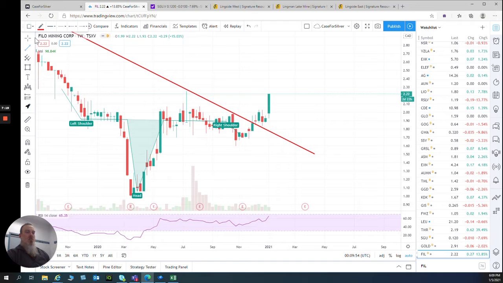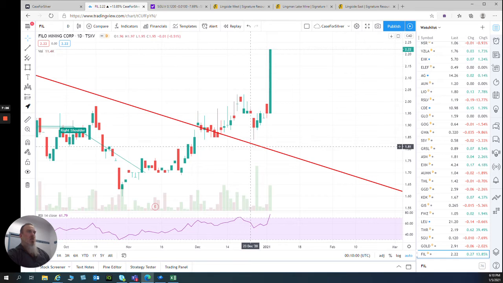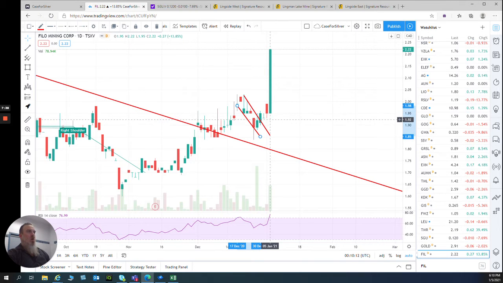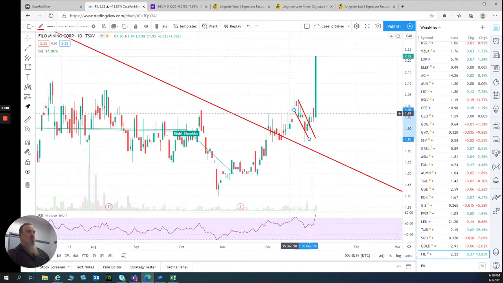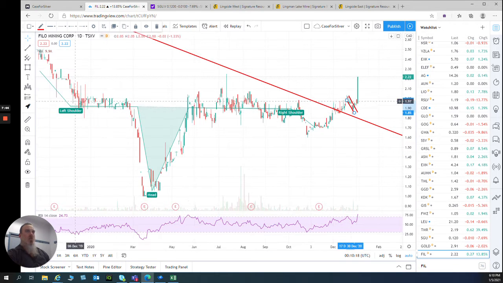Let's go to the daily. It'll give us more information. Daily chart. So we hugged. See how we hugged the trend line here? Get a nice flag, like this. And then boom, broke out. And look at this. Awesome. Off to the races.